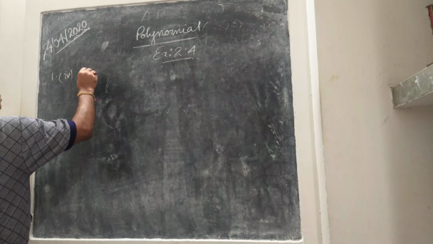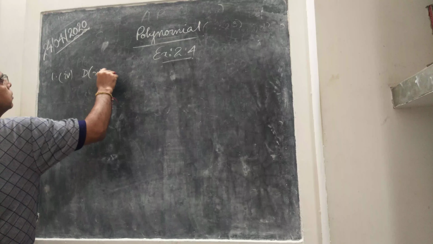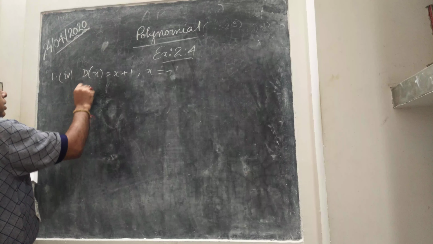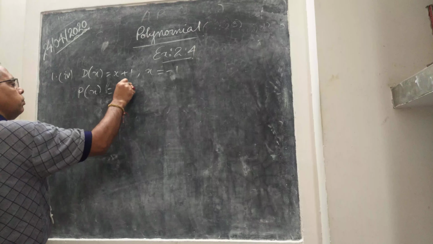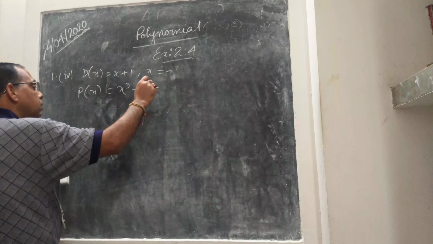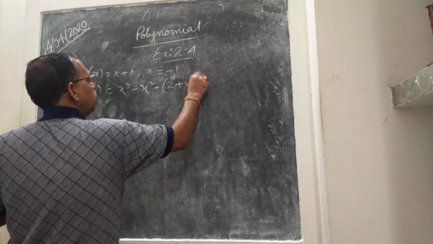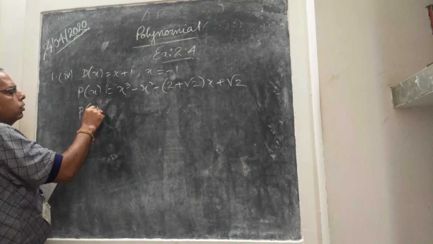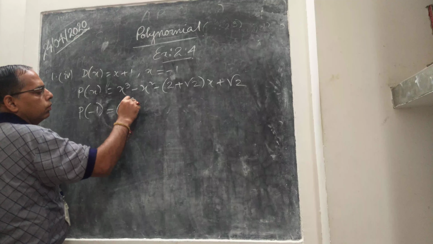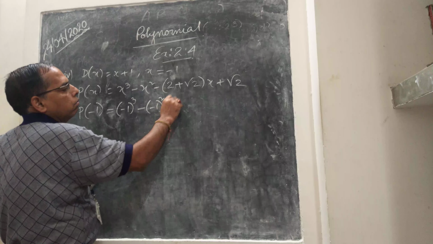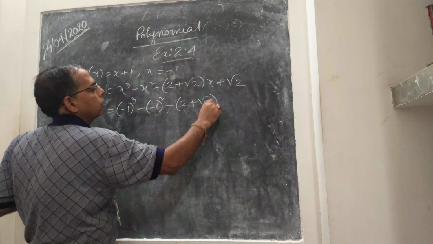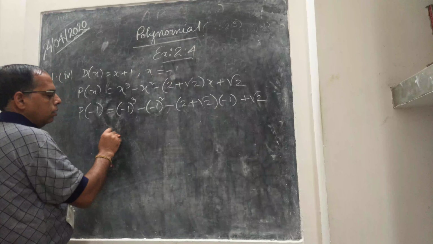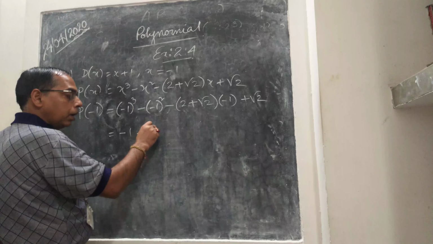See, so dx is already x plus 1. So what is x? x equal to minus 1. Then px is x cube minus x square minus 2 plus root 2 x plus root 2. Okay? Then p of minus 1 is minus 1 cube minus 1 square minus 2 plus root 2 minus 1 plus root 2. Then what is that? Minus 1. Then this is also minus 1.